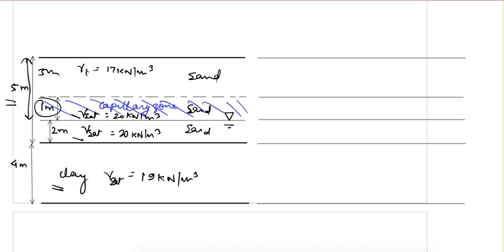So this 1 meter is saturated with capillary water, and this 2 meter is saturated with the groundwater table, or I should say gravitational water. And above that, partially saturated or dry sand is there, and its unit weight is given. Similarly, unit weight for clay is also given. So in this case also we have to plot these diagrams. So let's mark these sections.